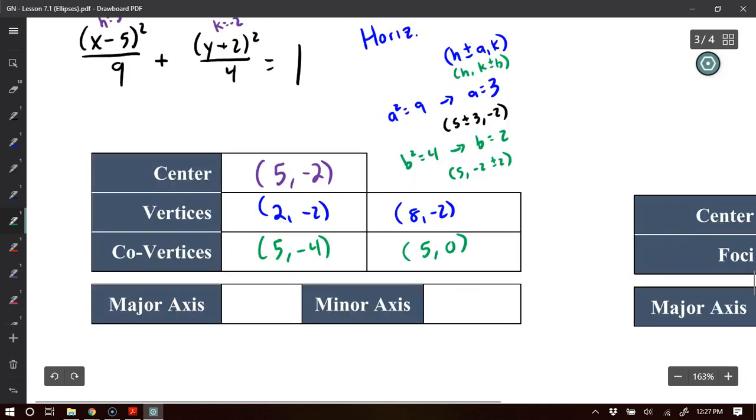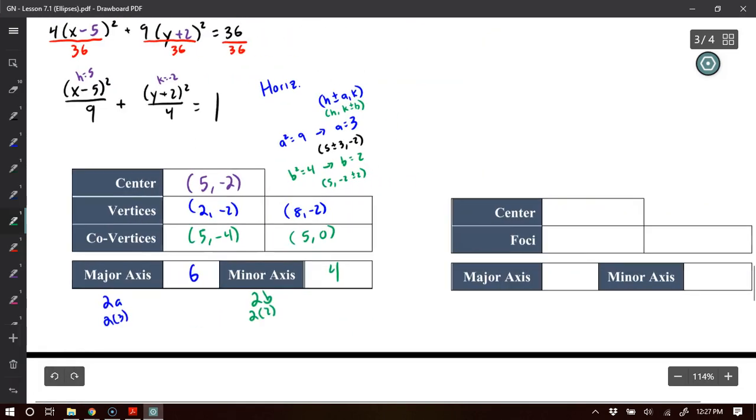Oh no, it asks us for major axis and minor axis. Well, that's okay, because the major axis formula is twice a and the minor axis formula is twice b, and we've already found those values. a is 3, so this is going to be 2 times 3, which is 6. b is 2, so 2 times 2, which is going to be 4. I don't need to graph to identify certain parts.